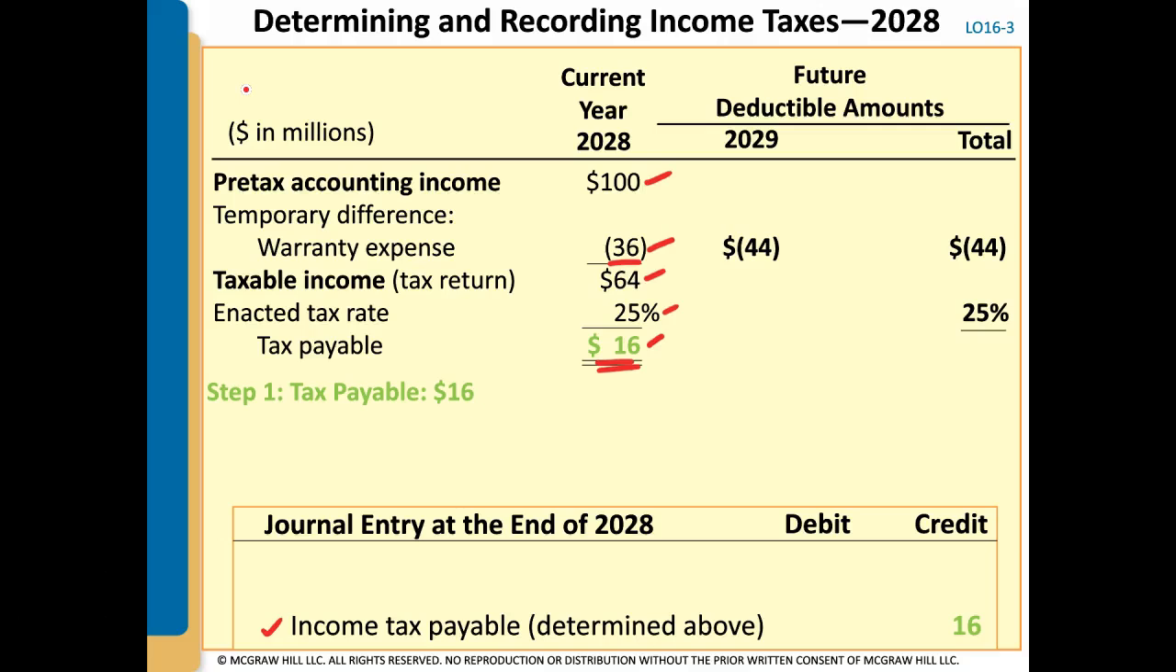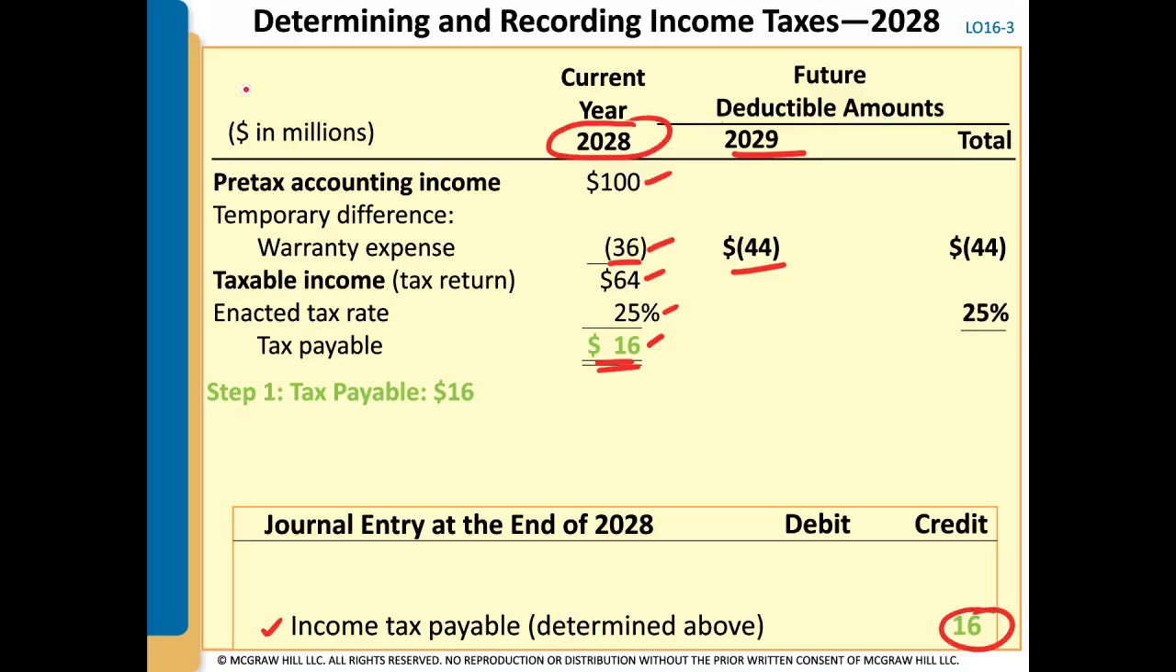Step 2 is determining our ending deferred tax asset. And if you recall, deferred taxes are always what happens in the future. It does not include what happens in the current year. So when we look at our future deductible amounts, we are only looking at the 2029 year, because the 2028 year we've already accounted for in our current income taxes payable.